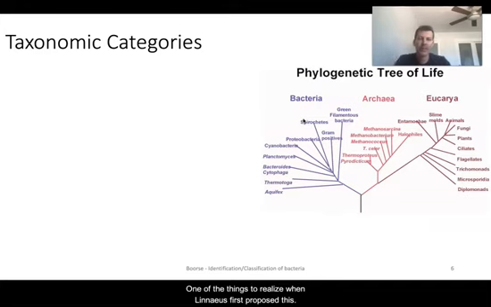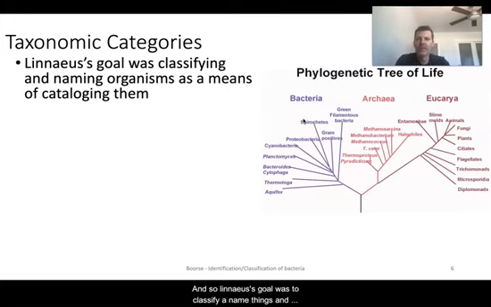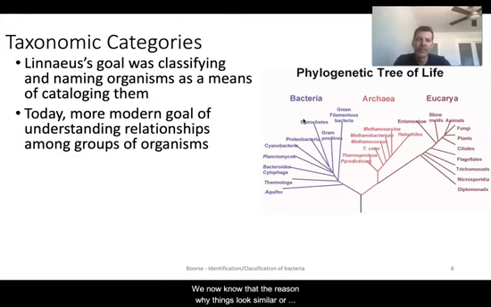One other thing to realize, when Linnaeus first proposed this, it was a really important thing that he came up with, but he was kind of missing part of the puzzle, and that's what we call phylogeny. Linnaeus's goal was to classify and name things and catalog them just to describe all living things. We now know that the reason why things look similar or behave similarly to one another is because of what we call phylogenetic relationships. So just as you have your family tree, the more closely related you are to something, you're probably going to have more shared characteristics.